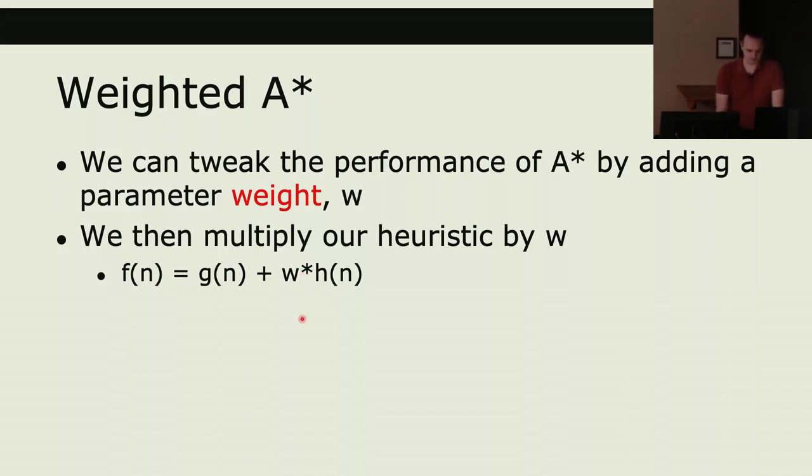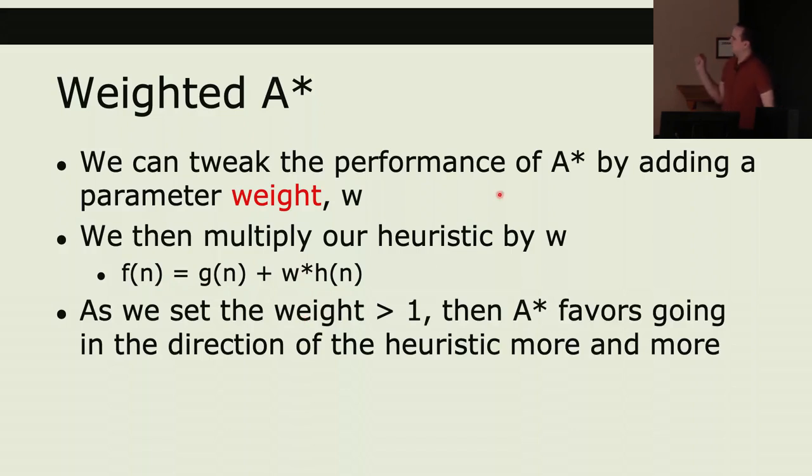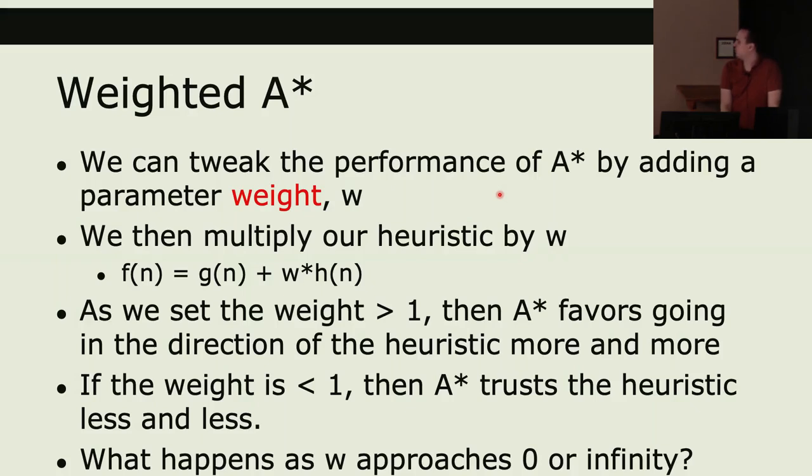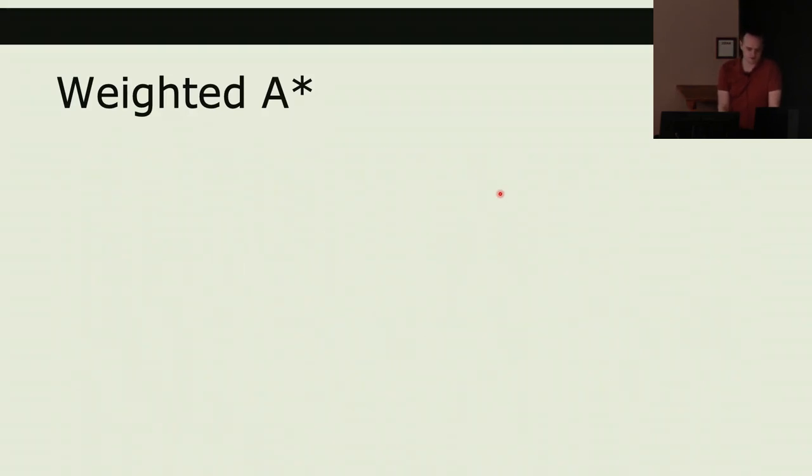Okay, what does that mean? As we set the weight greater than 1, so if this weight is equal to 1, it's just the same as A star. If the weight is greater than 1, then A star favors going in the direction of the heuristic more and more. Right? So as W increases, the heuristic becomes more and more important to this formula. As the weight gets less than 1, and we only go down to 0, we don't go negative, then A star trusts the heuristic less and less. So what happens as W approaches 0 or infinity? Well, let's have a look.